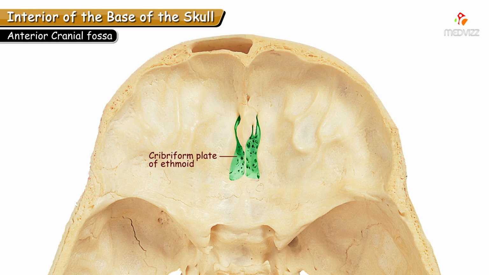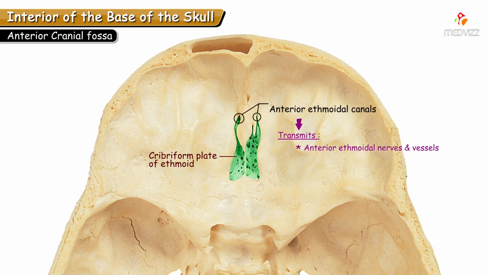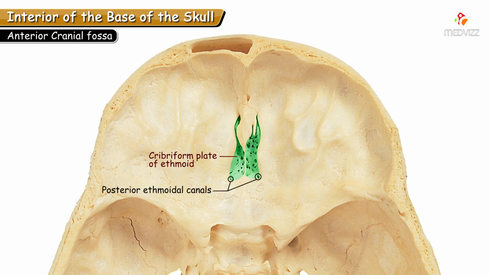If we closely observe, along the anterior margin of the cribriform plate of ethmoid, there are openings on each side, which are the anterior ethmoidal canals. The anterior ethmoidal canal transmits anterior ethmoidal nerves and vessels. Similarly, there are posterior ethmoidal canals along the posterior margin of the cribriform plate of ethmoid. The posterior ethmoidal canal transmits posterior ethmoidal vessels.